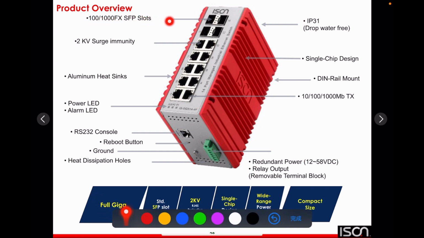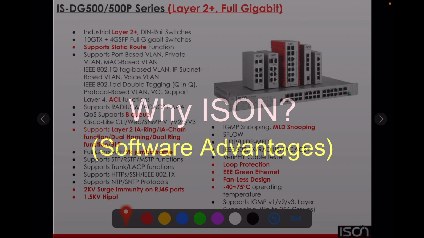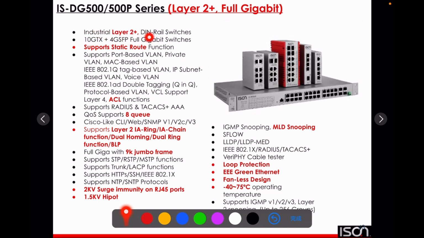Standard SFP slots. 2 kV surge immunity protection on RJ45 ports. Single chip design. Wide range redundant power input from 12 VDC to 58 VDC. The compact size. Software advantages. Industrial Layer 2 Plus, DIN rail switches. 10 GTX plus 4 GSFP full gigabit switches.